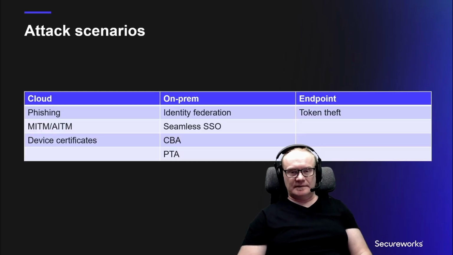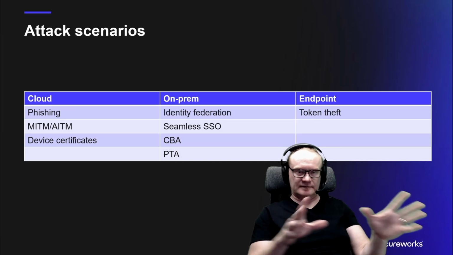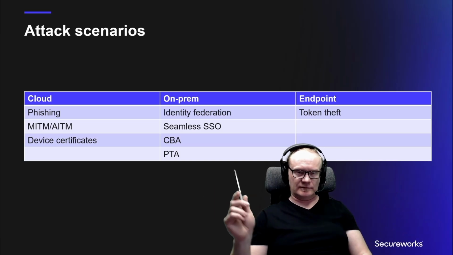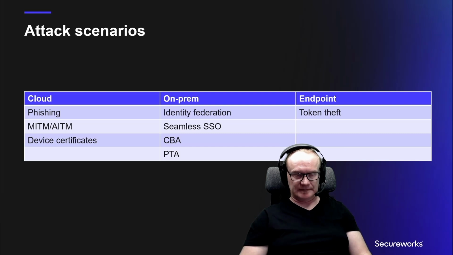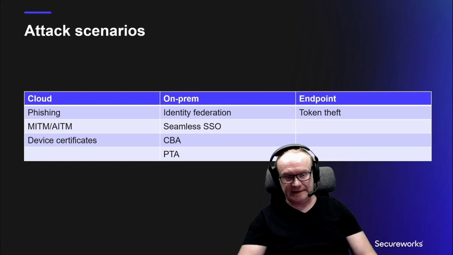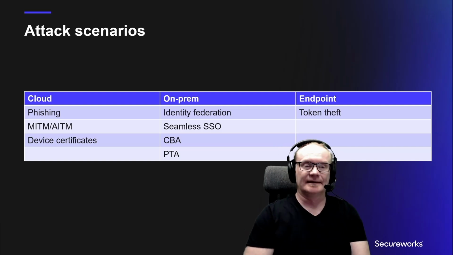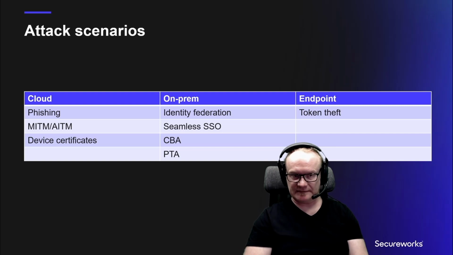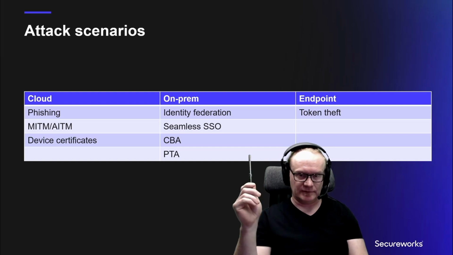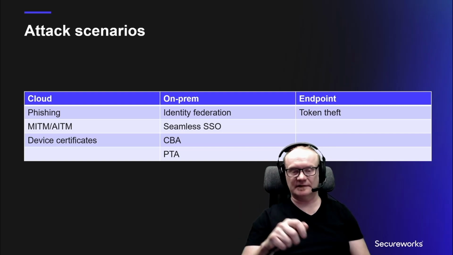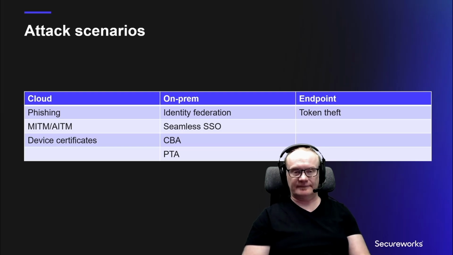So you can make PTA accept all passwords, regardless of whether they are correct or not. Okay, and I categorize these in these groups. First of all, we have the cloud, so we can do phishing there, of course. In the middle, adversary in the middle, you can register device certificates. On-prem, you have identification, seamless single sign-on, certificate-based authentication, and pass-through authentication. And in Endpoint, you have token theft, and there are various things that you can actually steal from there.